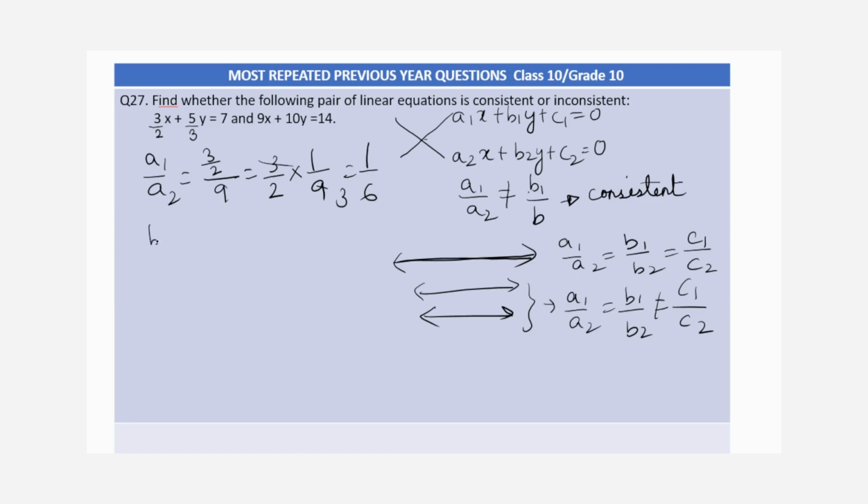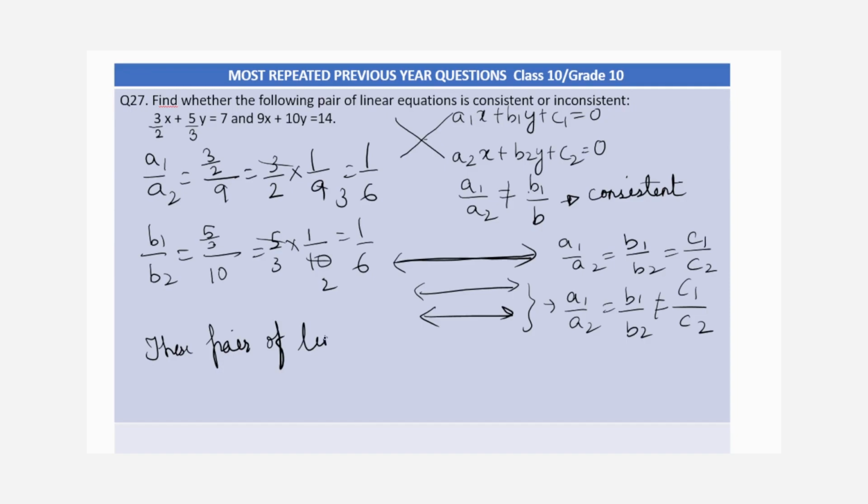Similarly, we need to find b1 by b2. If you take 5 by 3, which is the value of b1, divided by 10, again reciprocal, 5 by 3 into 1 by 10. So it will become again 1 by 6. So here a1 by a2 is equal to b1 by b2. That means this pair of equations is inconsistent, because both of them turned out to be equal.